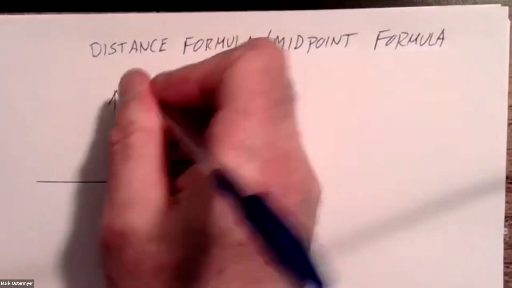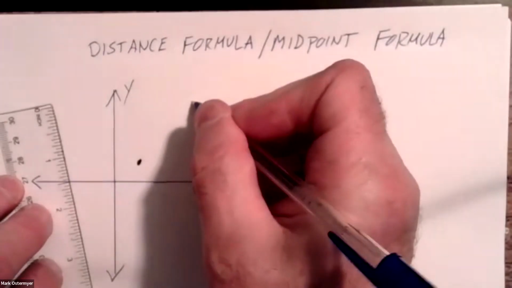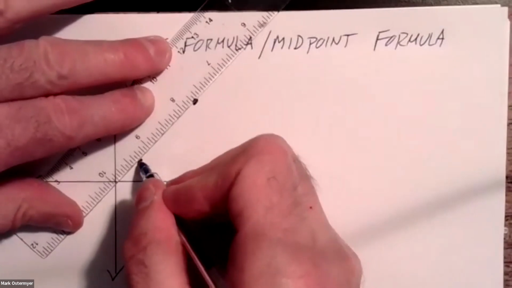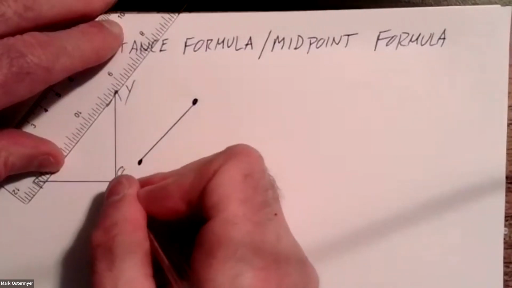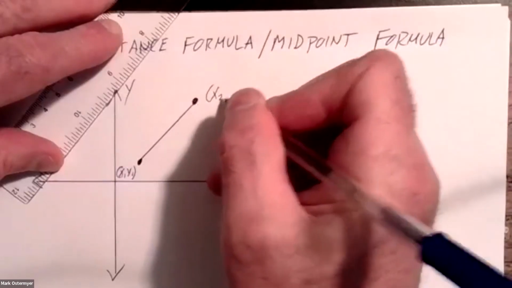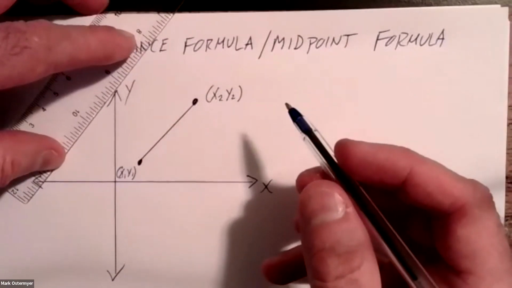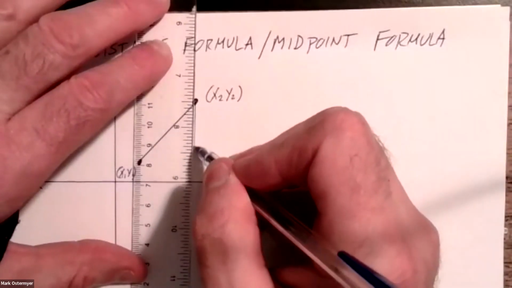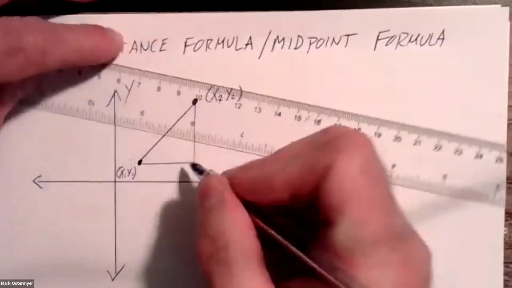Here's my XY plane here. Suppose that I have 2 unique points in the first quadrant. And I put a line segment connecting these points. I will call this point here X sub 1, Y sub 1. I will designate this point up here as X sub 2, Y sub 2. Since the subscripts are different, these points are unique. They're not the same. Okay, so what I'm going to do is build a little right triangle here. Now we got a right triangle.